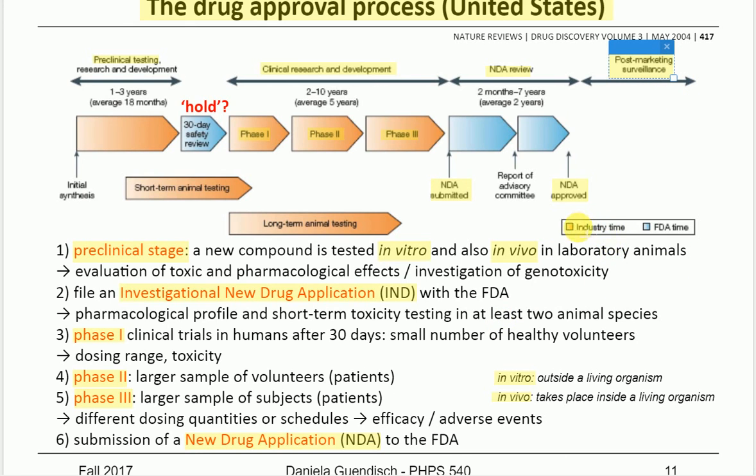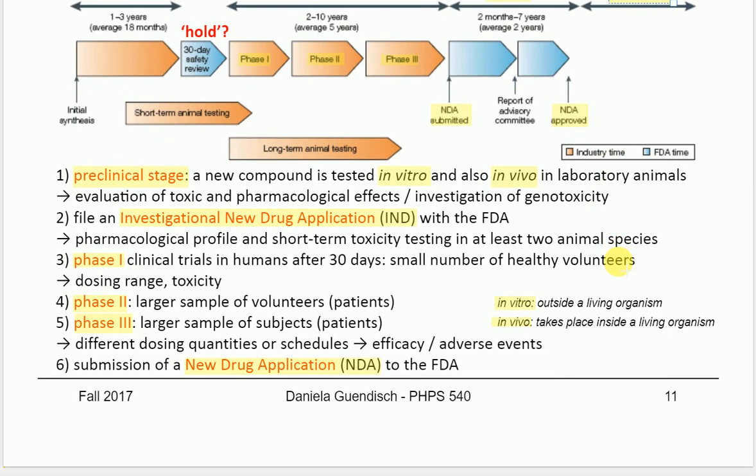So all of these are color coded. So the orange ones involve industry time, and the blue ones is for the FDA, Food and Drug Administration's own time.